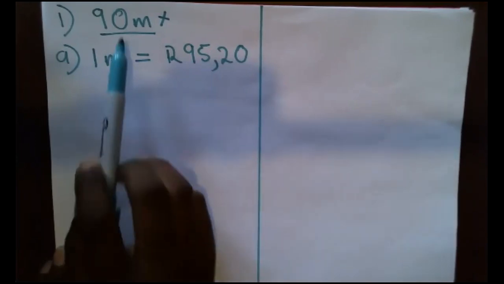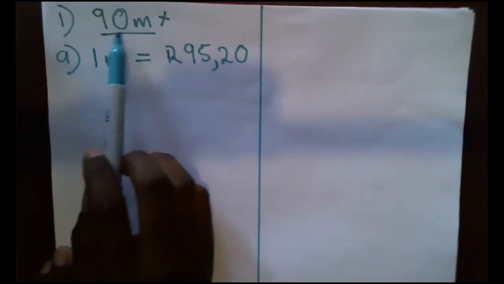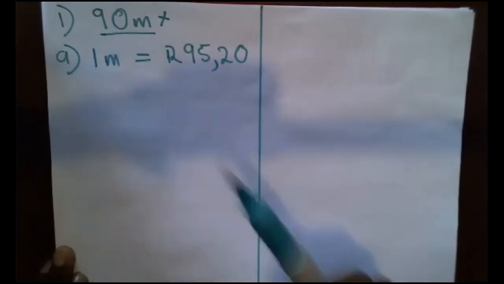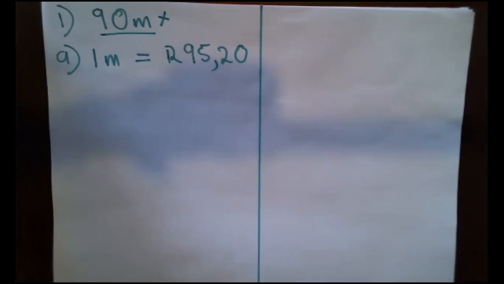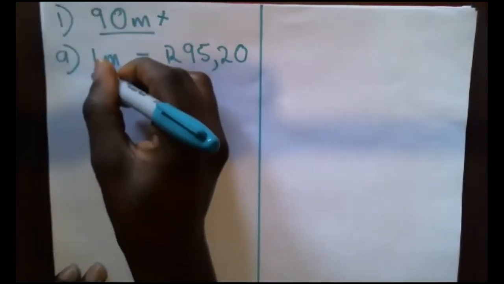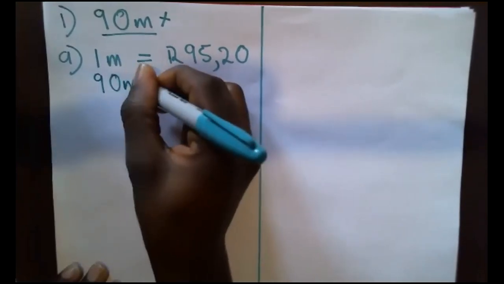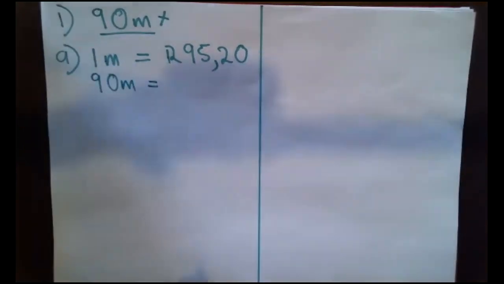We need to figure out what is the total value of this. So what we do is the same thing we have been doing yesterday, guys. We just make use of simple proportion. What is simple proportion telling us? Okay, so we put a 90 here. Meters and meters, we put them at the same place. So we have a question mark.